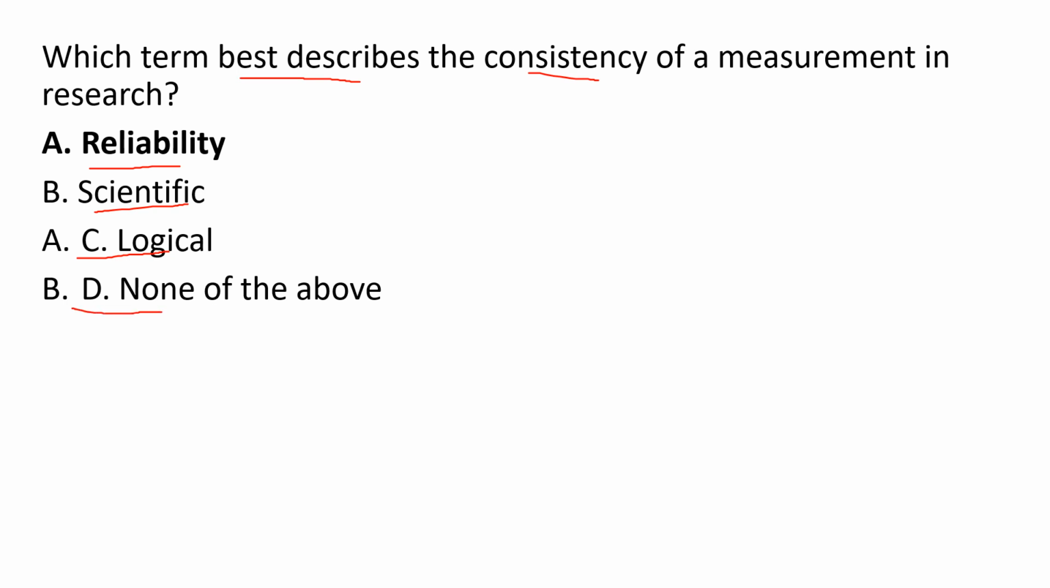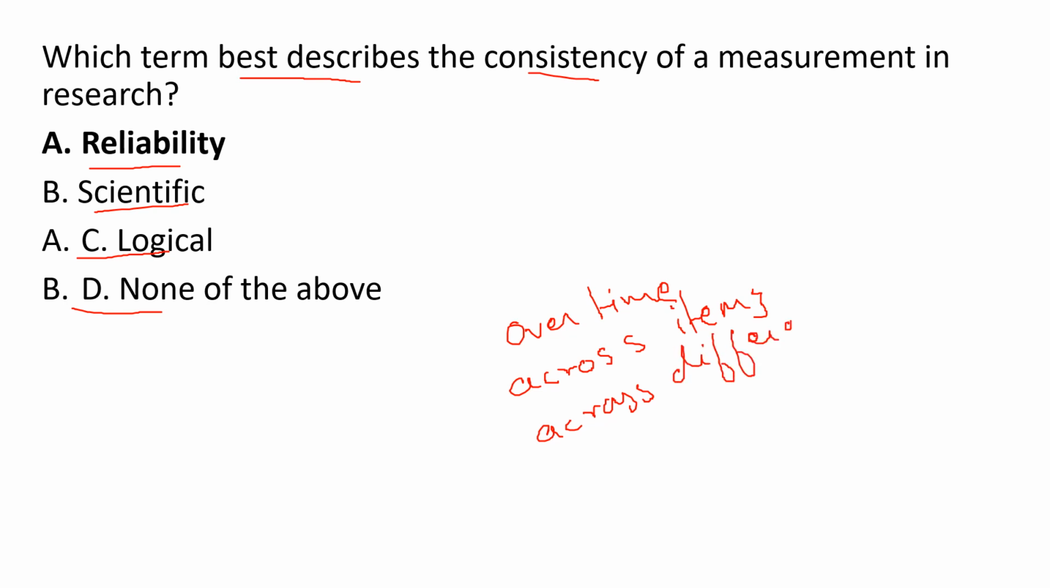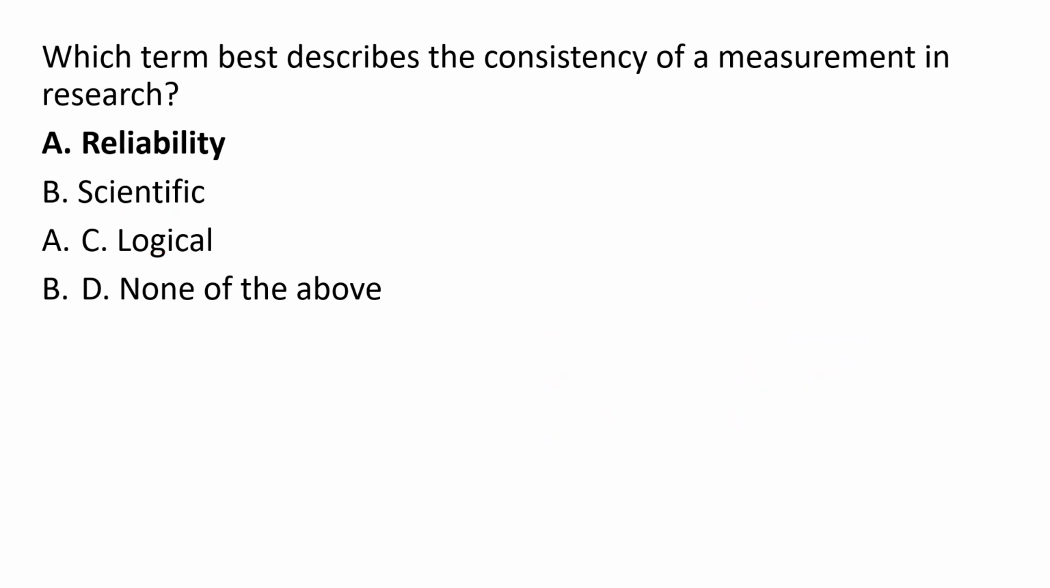So here reliability refers to the consistency of the measure, and psychologists consider three types of consistency: over time, the second one is across items, and the third one is across different researchers. Okay. So here the correct answer is option A, that is reliability best describes the consistency of the measurement in research.